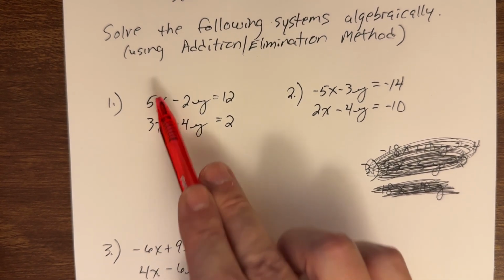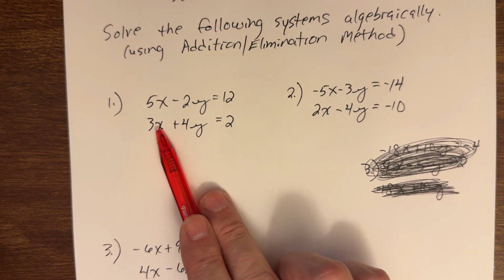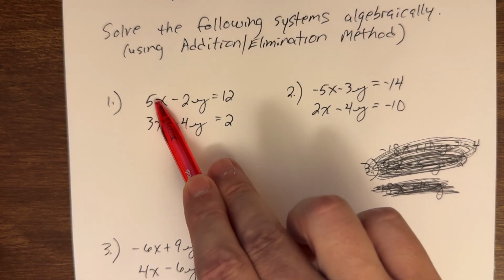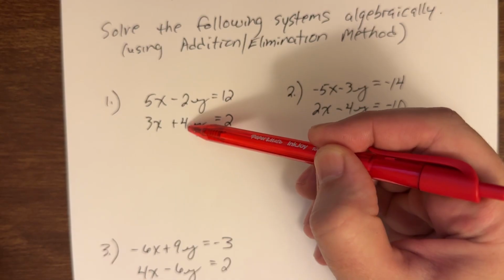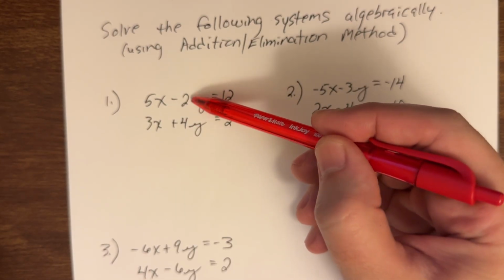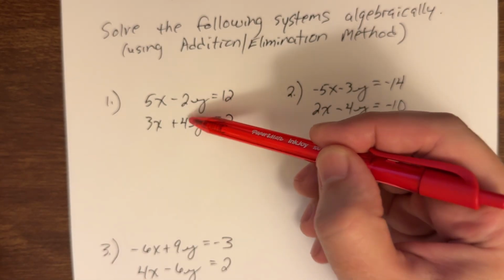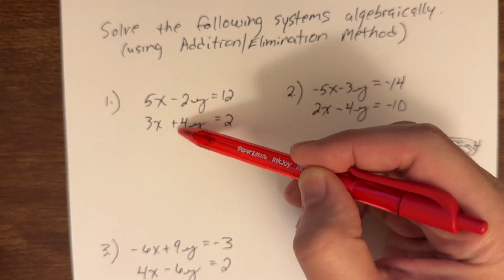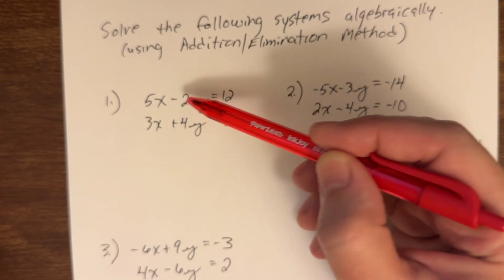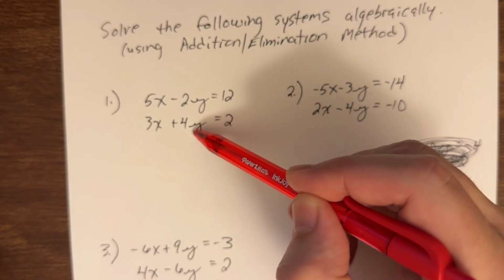Can I turn a 5 into a 3? Not easily. Can I turn a 3 into a 5? Not easily. But can I turn a 2 into a 4? Yes, I can. A nice clean times 2 will do that. I want matching coefficients with opposite signs. This already has the positive, that's the negative. So that's one move to eliminate y.